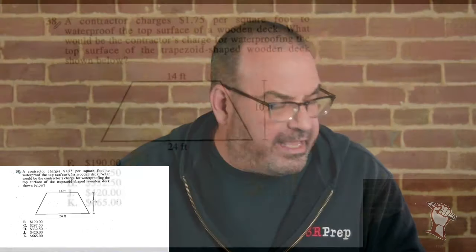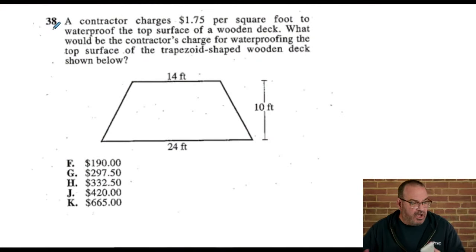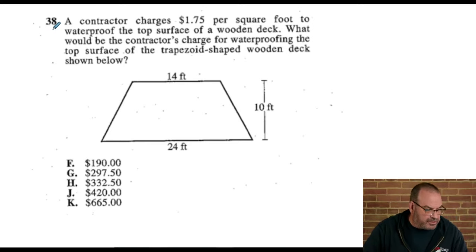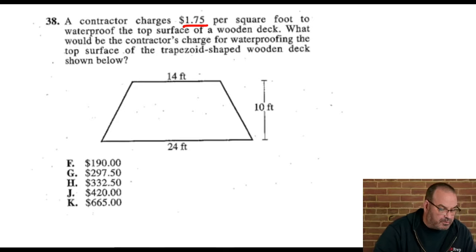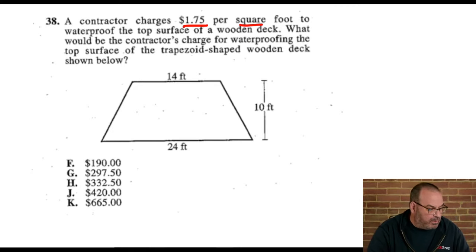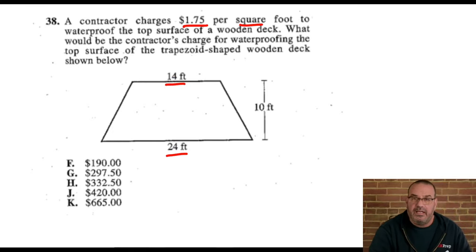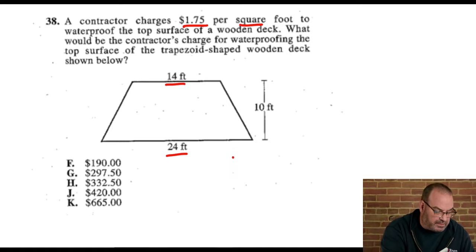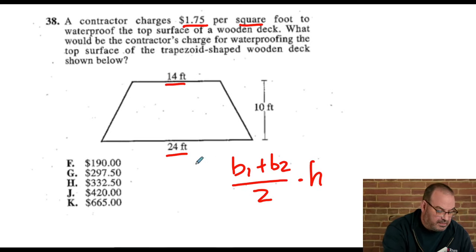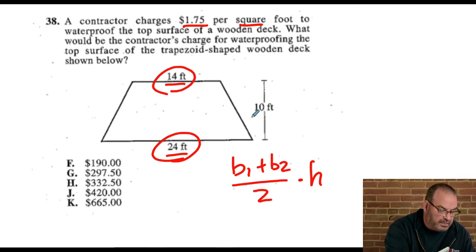Here we go, number 38. So we're getting to the hard, and this is hard because it's two steps, and it asks the area of a trapezoid. It says a contractor charges $1.75 per square foot to waterproof the top surface of a wooden deck. What would be the contractor's charge for waterproofing the top surface of a trapezoid-shaped wooden deck shown below? The top is 14, the bottom is 24, and the area of a trapezoid is base 1 plus base 2 divided by 2 times the height. So this is base 2, this is base 1, this is the height.